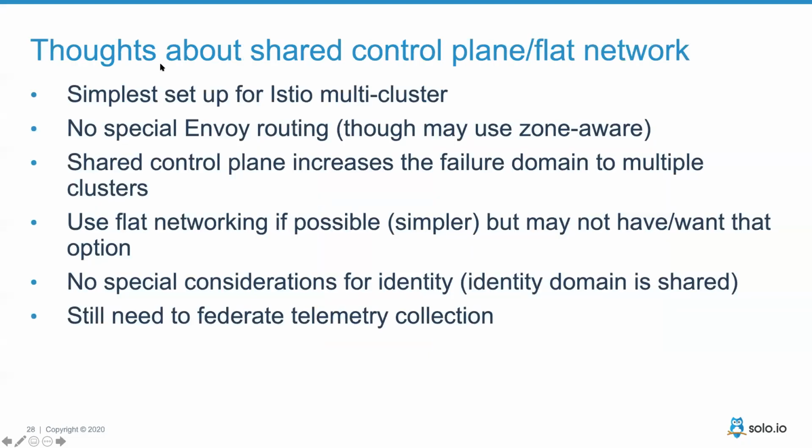Now, some thoughts about this. If you have a flat network, it is the simplest way to set up Istio and a service mesh in multi-cluster. There aren't any special Envoy routing rules. Maybe you're using zone-aware routing, but you're not using anything like the aggregated cluster or the locality-weighted load balancer or any of that kind of stuff. The shared control plane does increase your failure domain. So although you're using two different clusters, if the Istio control plane goes down, now you've affected both clusters. So you've merged these failure domains. If that's the case, then just make sure that you predetermined and explicitly decided to do that.